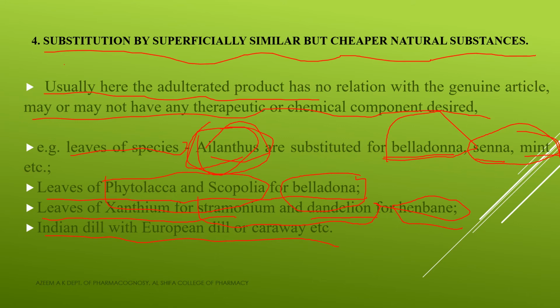Indian dill has medicinal value and this can be substituted with European dill as well as caraway. Caraway also has some medicinal value, but compared with Indian dill, the nature of the active constituent is far different in caraway. But this can be substituted for Indian dill. Indian dill is costly, and this one is comparatively cheaper, so this can be used as adulterant. So that is about the different types of adulteration.